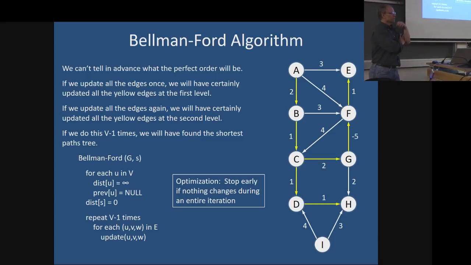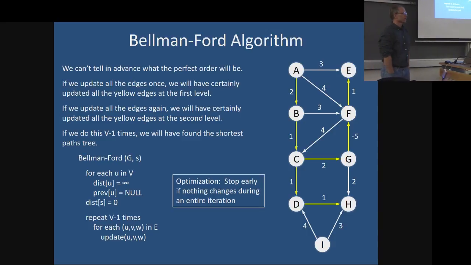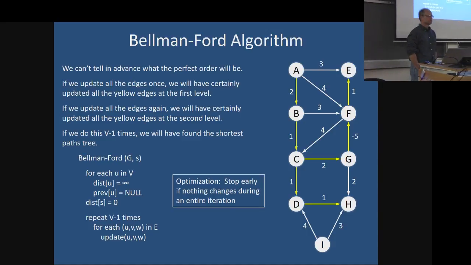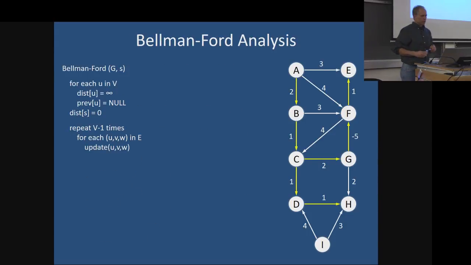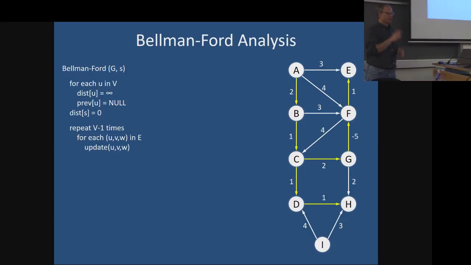What would happen if you fed this thing, suppose you weren't stopping when you've done v-1 times, suppose you just stopped when things stopped changing, what would happen if you fed Bellman-Ford a graph with a negative cycle? Yeah, it would keep changing every iteration because you keep following the cycle and finding better and better ways to get places. All right. So there's the algorithm. Any questions I could answer about it before we analyze it?